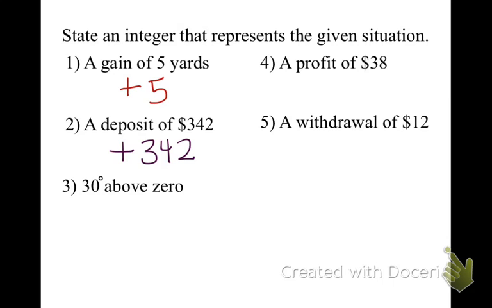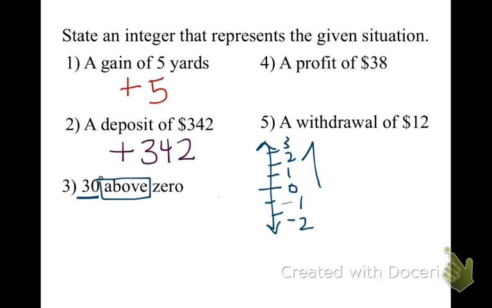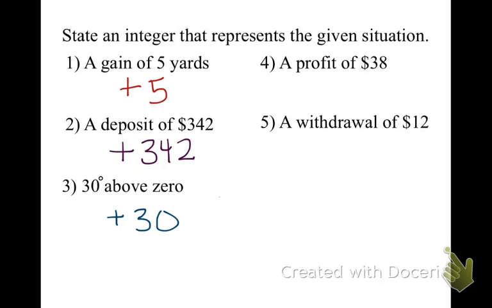Now let's go and take a look at example number 3. For example number 3, we're 30 degrees above 0. So if you're not sure what it is, let's draw a simple number line. In this case, it's going to be up and down. My 0's right here, so I would have 1, 2, 3, and on and on and on. -1, -2. If we're above 0, that means we're going up. So what do you think our 30 should be? Our 30, since we're going up, is going to be a positive 30. Now go and try to solve number 4 and number 5 as well.